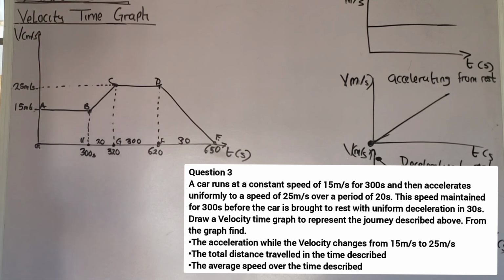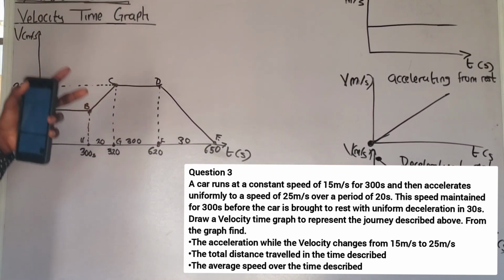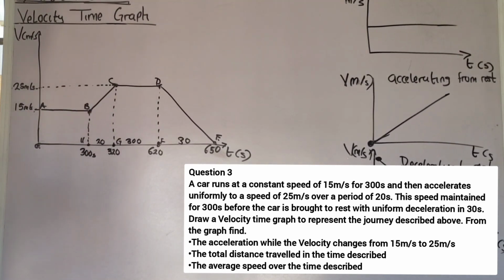You understand? Don't forget, in our previous class I told you that when you are asked to calculate acceleration, you are going to make use of the slope. Okay? Slope is associated with acceleration. In a velocity time graph, acceleration is associated with slope. Okay?